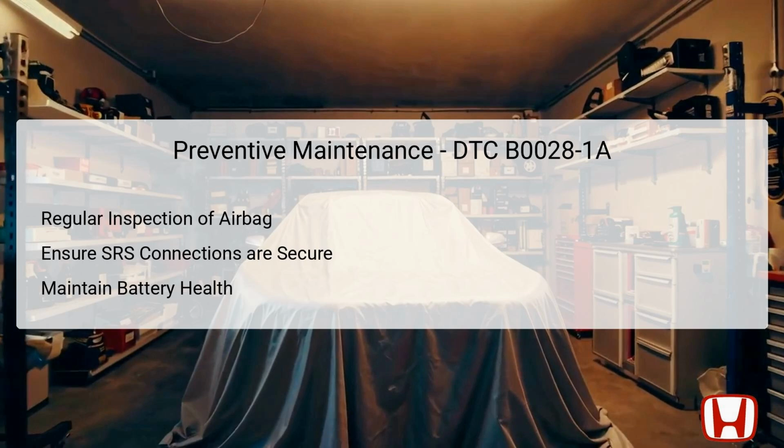Preventive maintenance plays a vital role in ensuring the longevity and reliability of the airbag system in the Honda Accord. Regular inspections of the front passenger side airbag should be conducted to ensure that there are no visible damages or wear that could impair the airbag's functionality. Additionally, it is essential to confirm that all SRS connections are secure and free from corrosion, as loose or dirty connections can lead to malfunction.